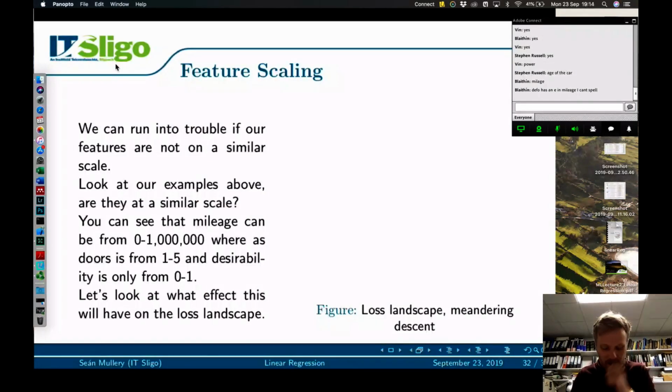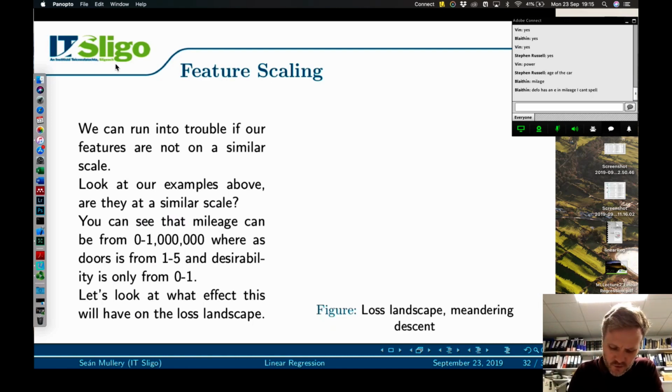One problem that we have here is that if we look back at the example that we had, there are problems where features are very different sizes. So if we look at our examples above, they're not at a similar scale. You can see that the mileage could be anything from like 0 to 1 million, whereas the number of doors maybe goes from 1 to 5, and our desirability is only from 0 to 1. What effect would that have on the loss system?